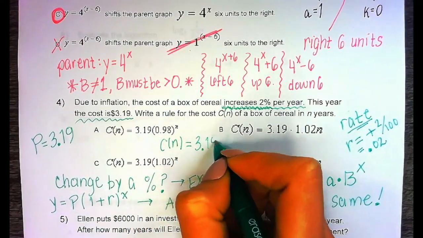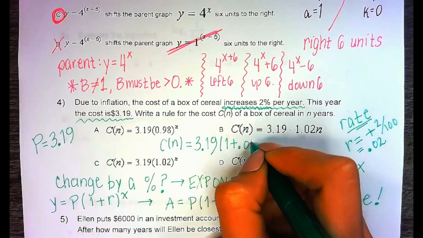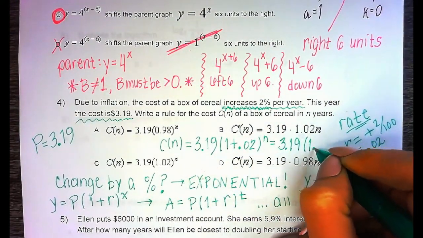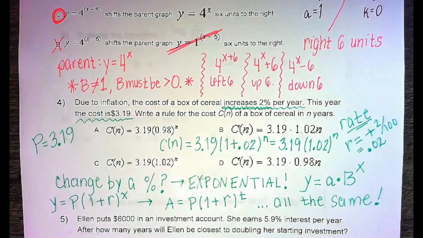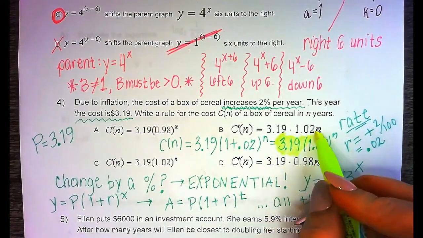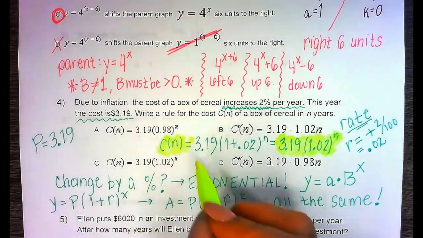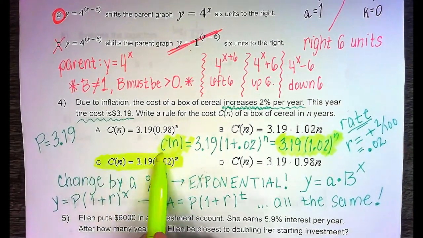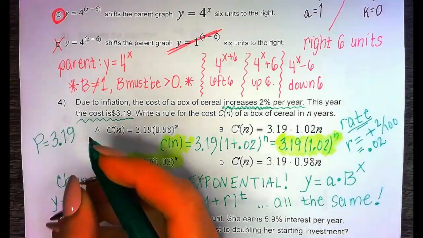C of n is what they ask us to use for our function, so we'll use p, which is 3.19, times 1 plus r, 1 plus 0.02, to the n, because C of n tells us that our input, or independent variable, should be n. At the end of the word problem, they even tell us in n years.